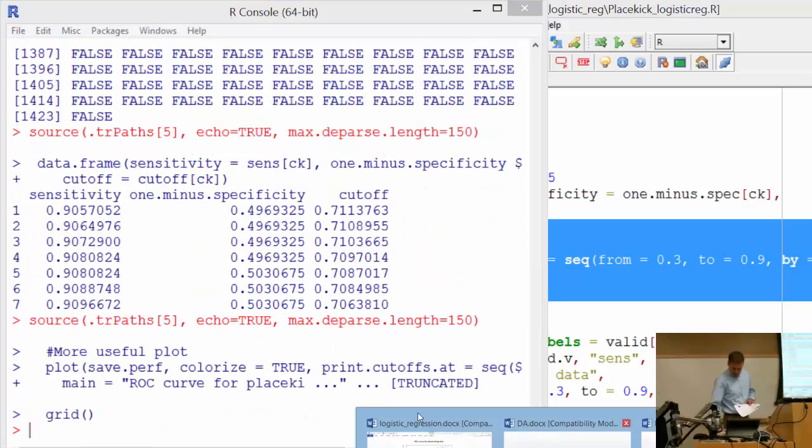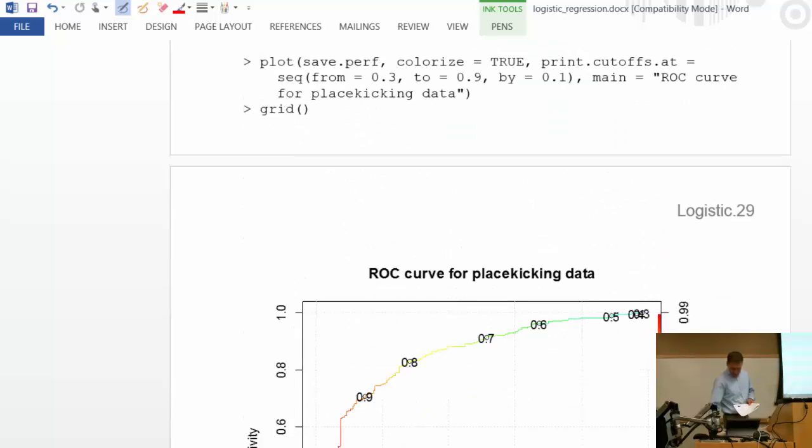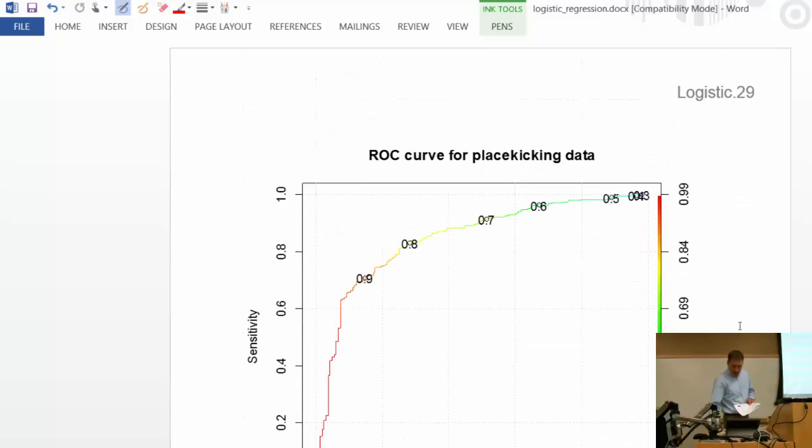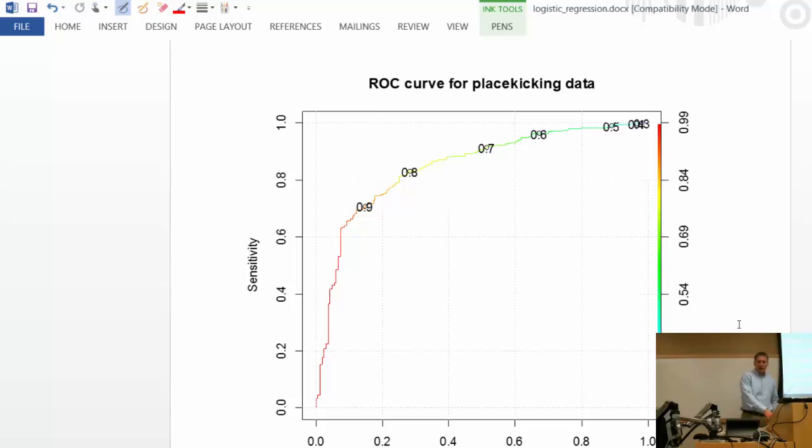When I execute it, let me go over here to Word. Here's my plot. First of all, you see some numbers plotted on the curve. If you notice, there's an open plotting point here that shows exactly where the 0.9 cutoff probability would be. So for a sensitivity of about 0.7 and a 1 minus specificity of about 0.18, the cutoff probability is 0.9. So that's a nice little option there.